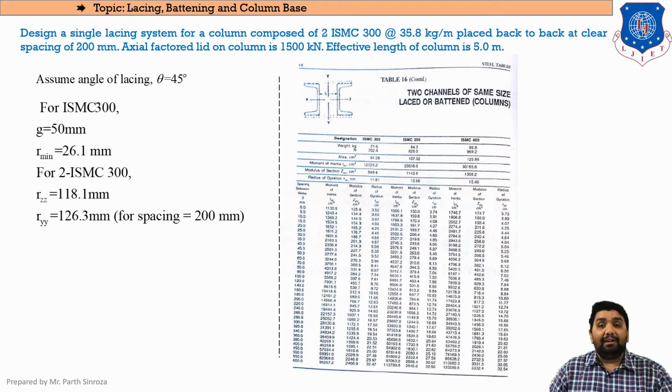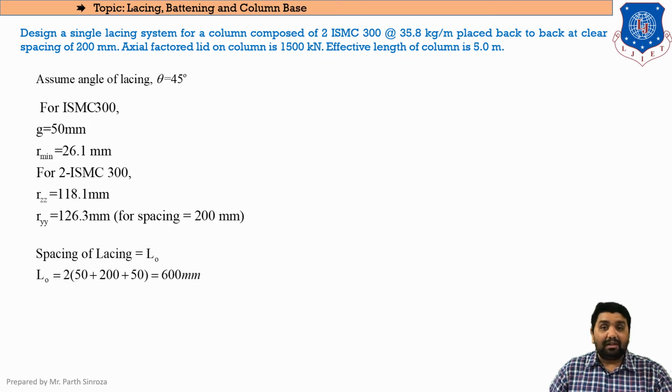So after finding this data from the steel table, you can keep aside your steel table, there is no need of it. And now we'll be focusing on our sum. The next thing we'll be finding is the spacing of lacing, which we will consider to be L0. Now how this value came, for that we'll be referring to a sketch or a figure.